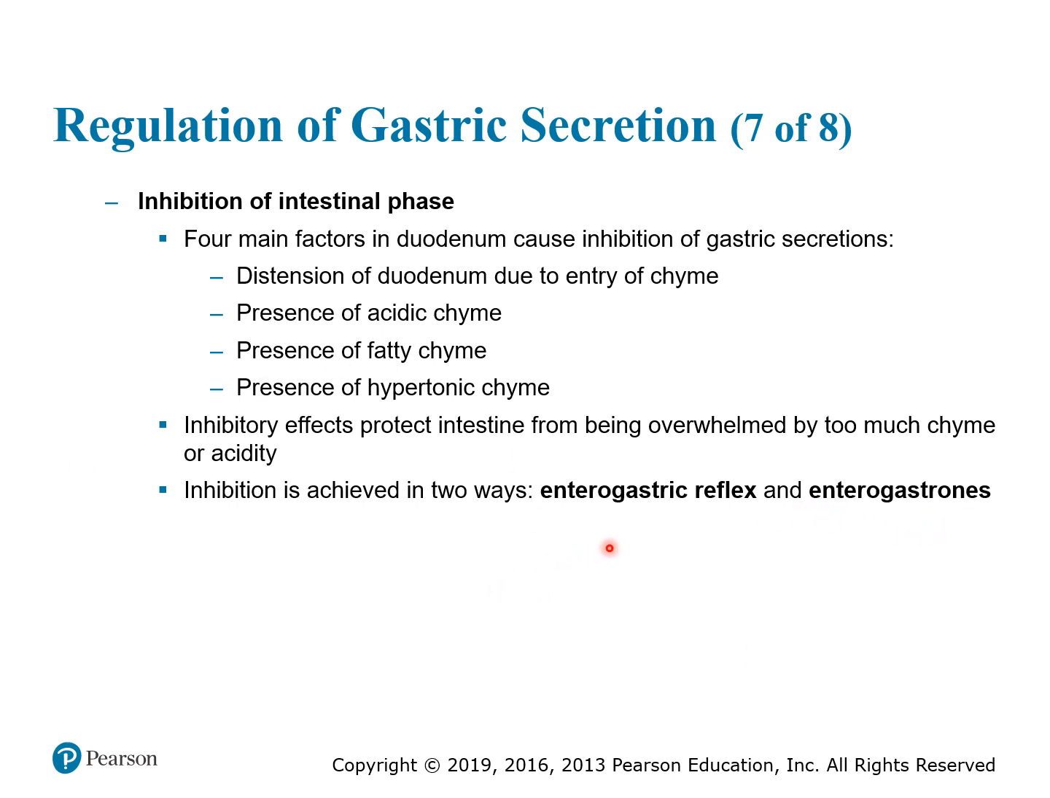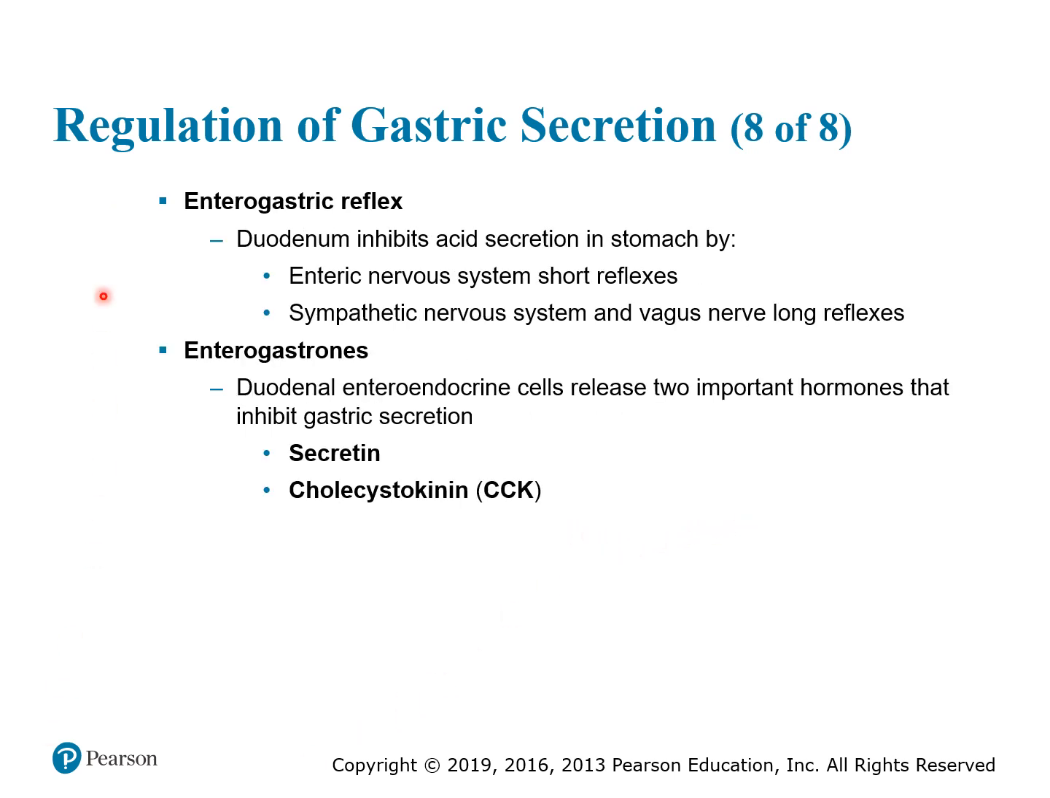So we know the reflex, it is going to be through that. Let's go over it. So enterogastric reflex, it is the enteric nervous system short reflexes, right? Duodenum inhibits the acid secretion in the stomach by enteric nervous system short reflexes, sympathetic nervous system and vagus nerve long reflexes, just like almost every place it is happening.